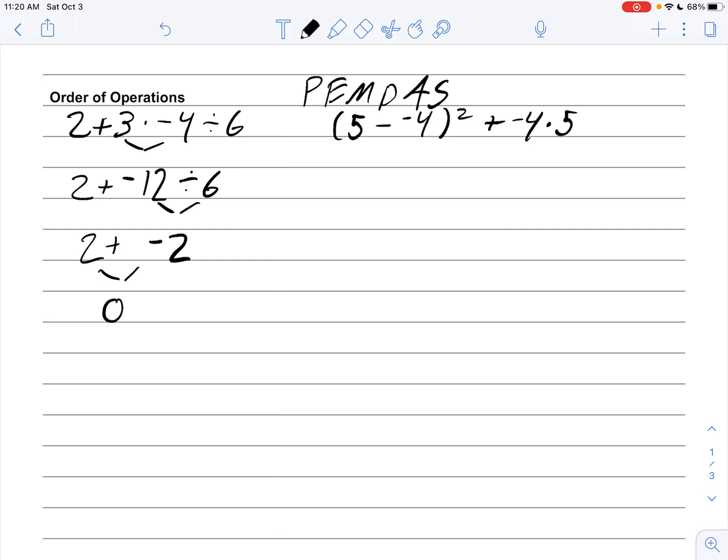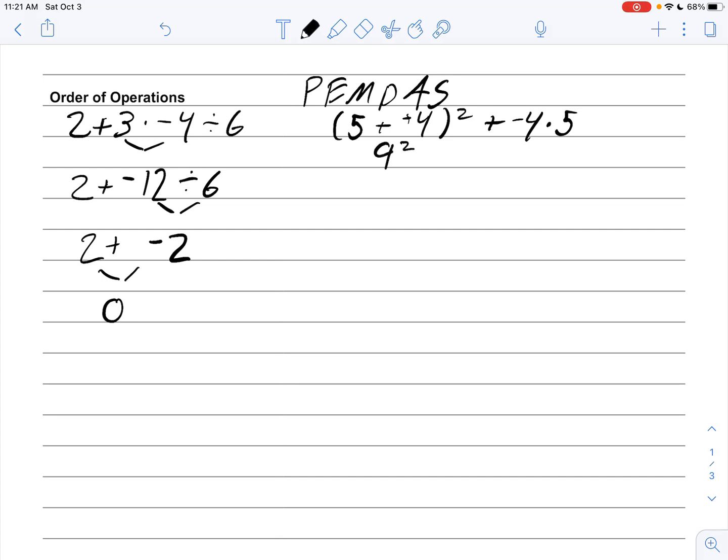Otherwise, hopefully at this point you have paused the video and tried to solve the problem on your own, and now we'll continue. We always start with parentheses. Here in parentheses, I have 5 minus negative 4. When I subtract a negative, that's the same as adding. 5 minus negative 4 is the same as 5 adding positive 4, because subtracting is always the same as adding the opposite. So instead of minus negative 4, I turn this into a plus positive 4. 5 plus 4 is 9.